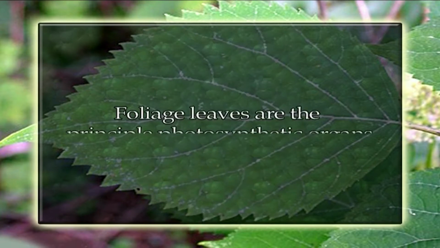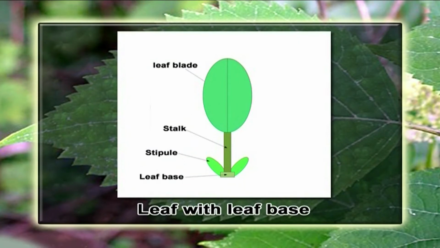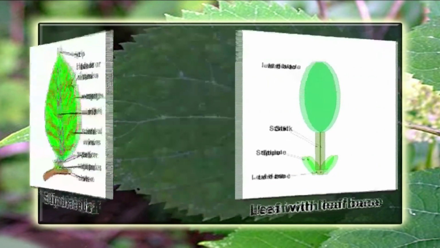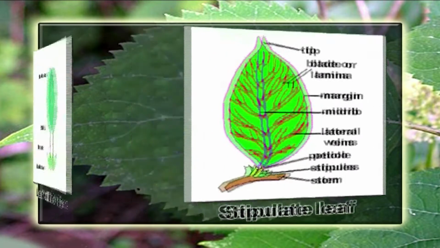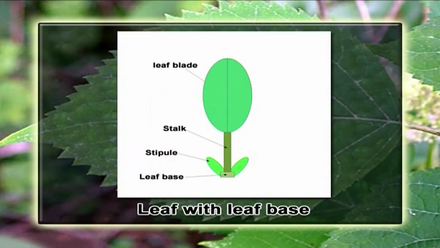Foliage leaves are the principal photosynthetic organs. A structurally complete foliage, that is photosynthetic leaf, typically consists of number one, a lamina, that's the leaf blade where most of the green tissue is located. Second, a petiole, that's leaf stalk, which supports the blade on the axis and provides the route for transfer of water and sugars to and fro from the leaf. And third, leaf base. That's the portion by which the leaf is attached to the stem or branch.